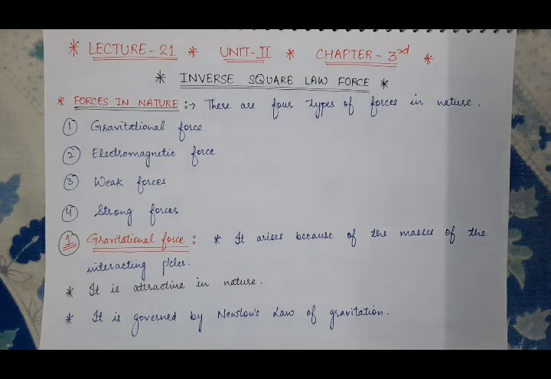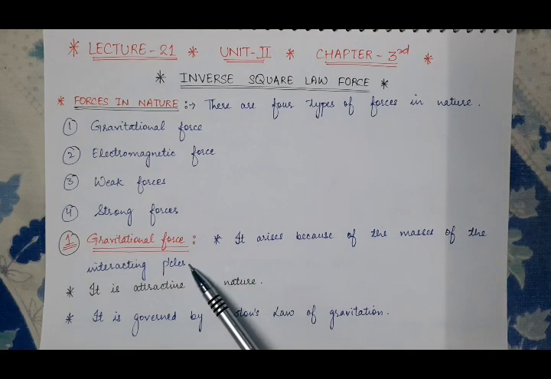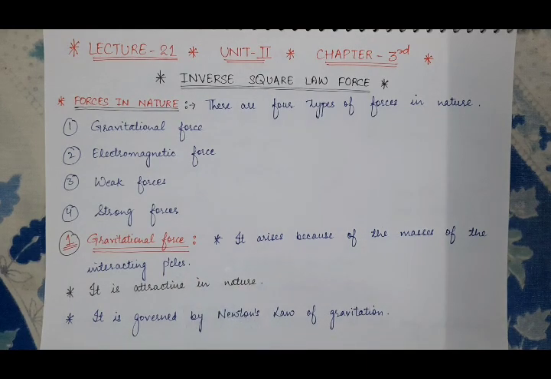So this gravitational force arises because of the masses of the interacting particles. And this gravitational force is always attractive in nature. There will always be gravitational force of attraction, and it can never be gravitational force of repulsion between the 2 bodies. So that's why, what is its nature? It is attractive in nature.